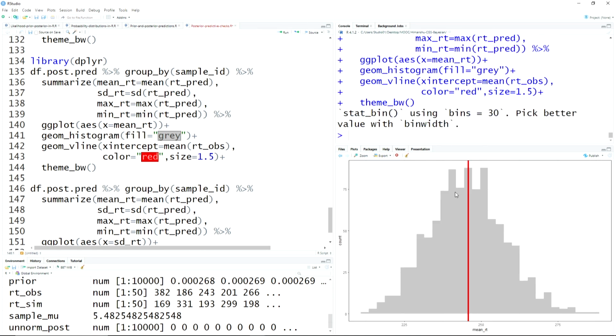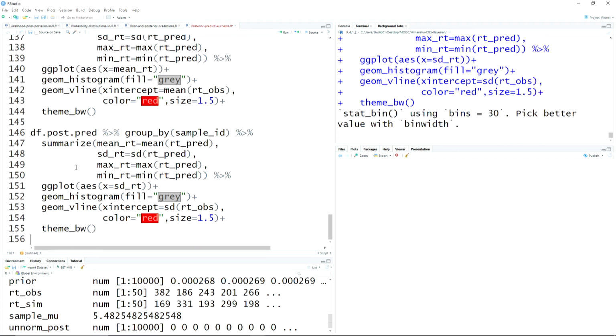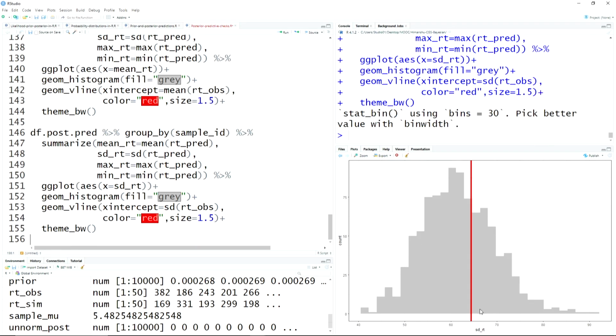Mean RT looks exactly in the middle, so it's very good, when our likelihood assumption was log normal. Let us see SD RT. SD RT also looks somewhere in the middle, right? So it aligns really well.